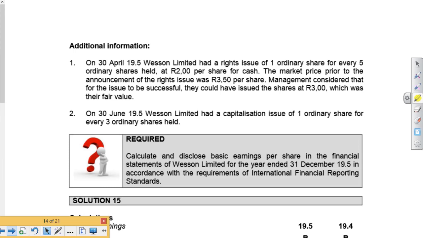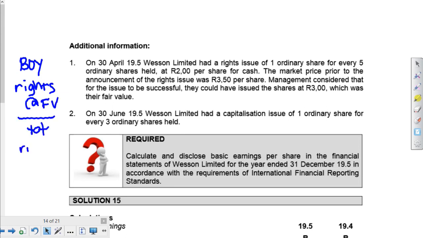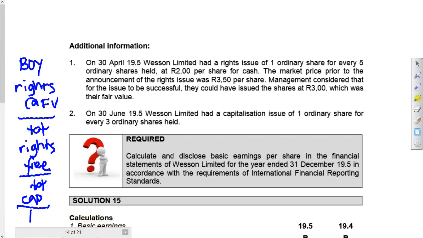And then in addition to that, a couple of months later, there is a cap issue of 1 for 3. So you're going to have a couple of movements. You're going to have 3 movements. You're going to have beginning of year, then rights at fair value and a total. Then rights at rights free and a total. Then your cap issue and a total. And in your total column, this bottom total needs to be whatever that total was on the previous page.